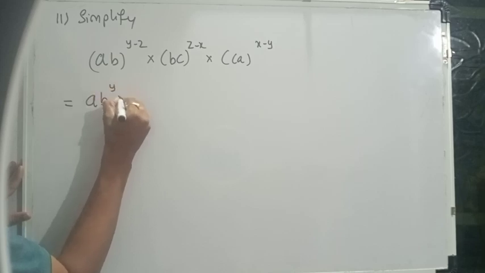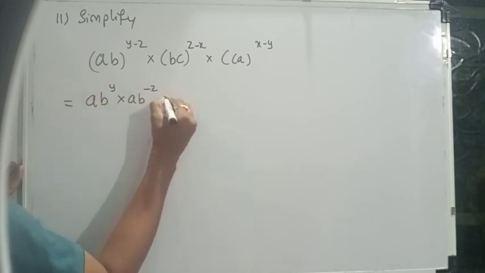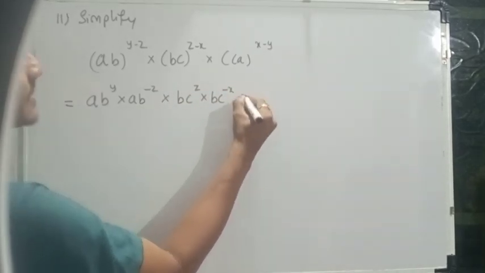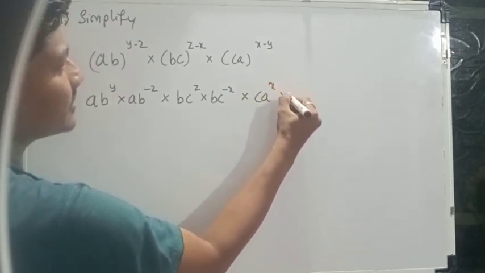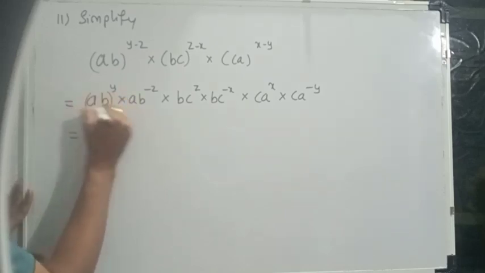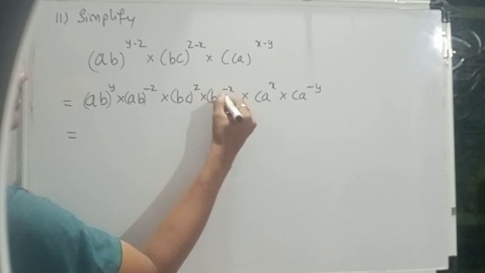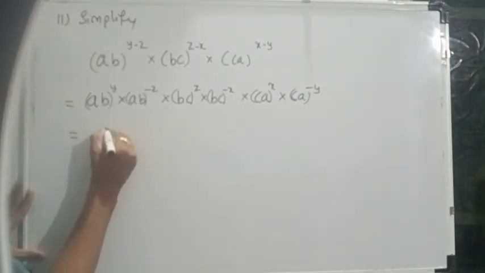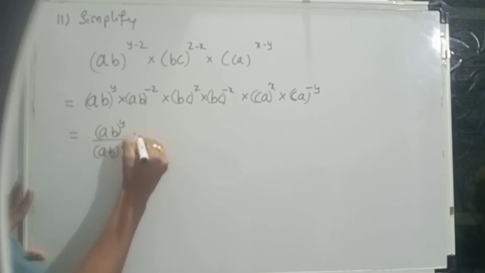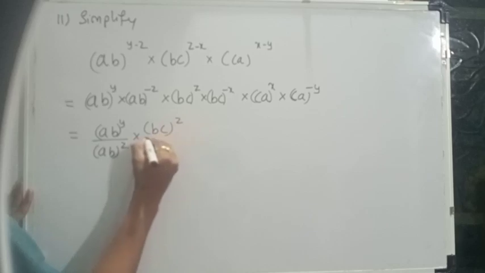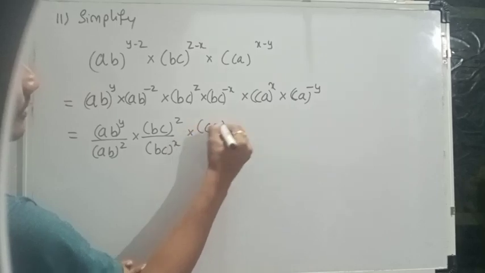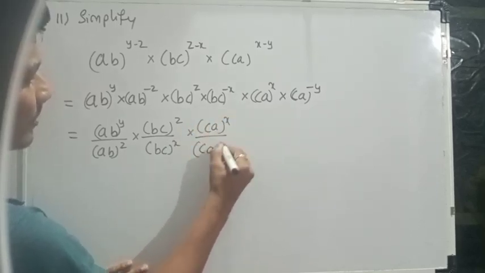Simplify this. (A B)^Y into (A B)^minus Z, (B C)^Z, (B C)^minus X, (C A)^X, (C A)^Y minus Y. I'll take the whole terms here, B C, C A, C A. (A B)^Y divided by (A B)^Z into (B C)^Z, (B C)^Z minus X, (C A)^X, (C A)^Y.